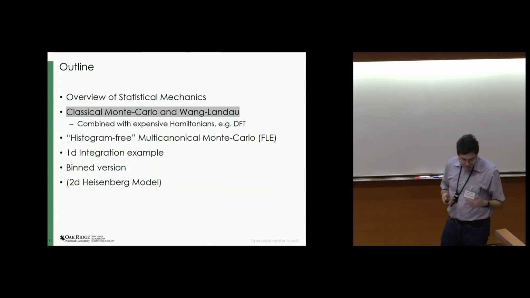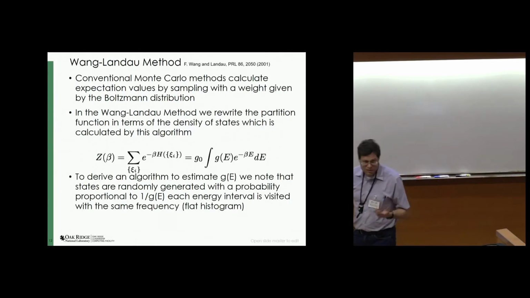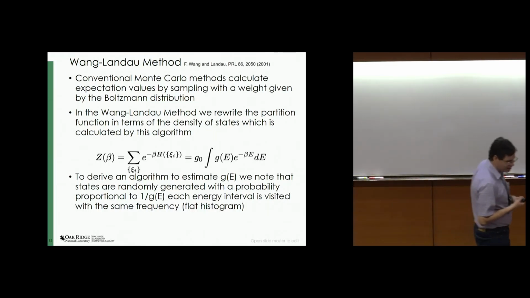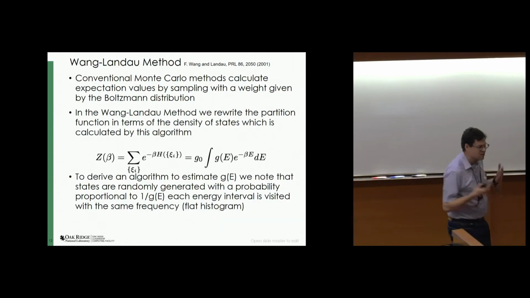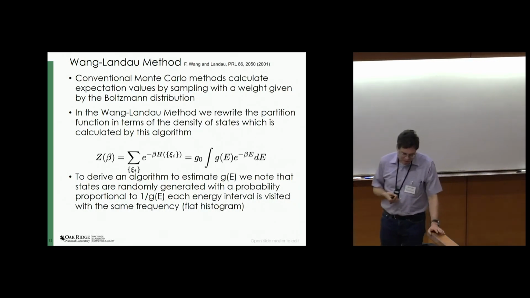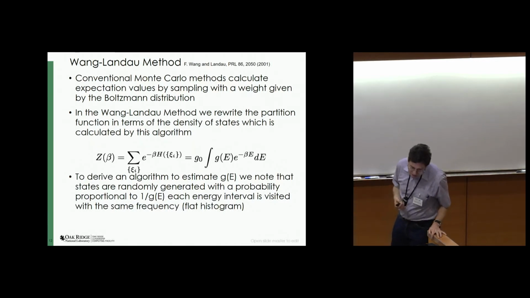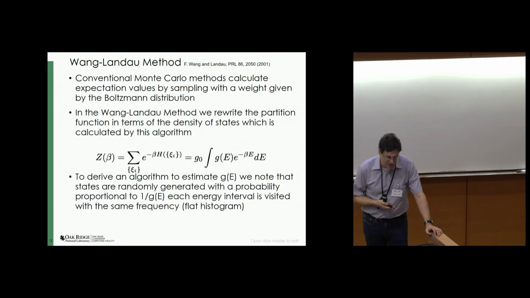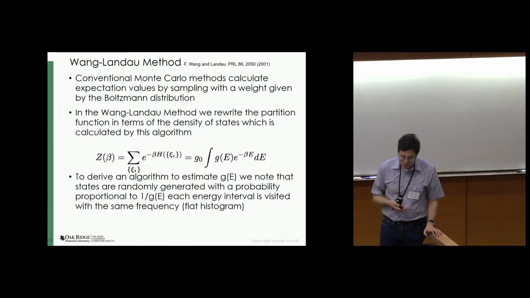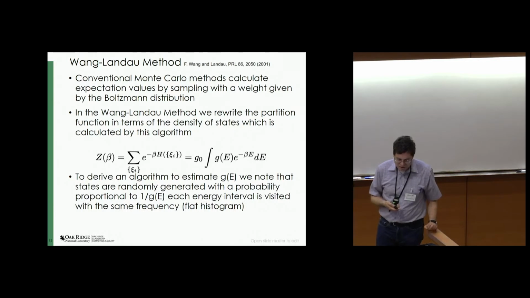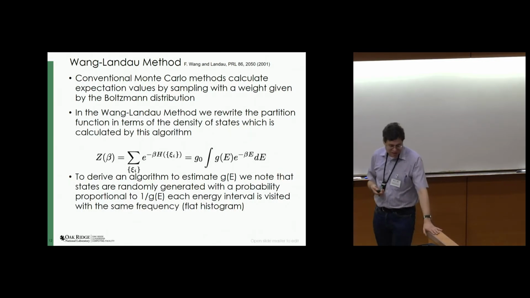I'm not going to talk about how to use Metropolis to sample from this distribution. I mean, that's a very standard approach, but a method that has become fairly popular in statistical mechanics is the Wang-Landau method, that was introduced by Ferdinand Wang and David Landau about 17 years ago.